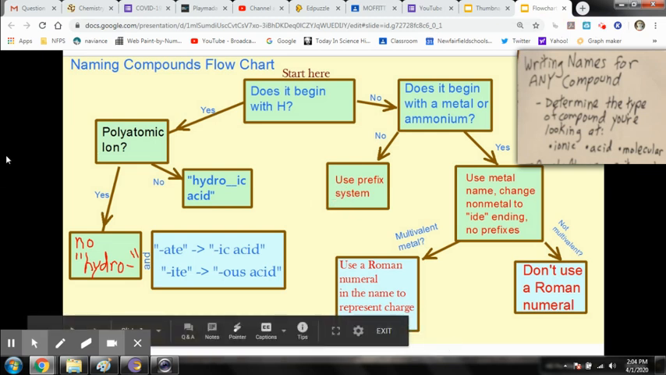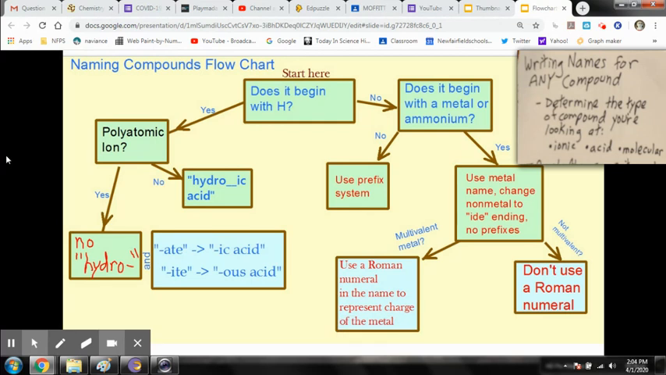This video is titled Writing Names for Any Compound. You've done a lot of practice with learning how to write the names for various compounds, but each of those compounds has kind of been in a category. Those categories being ionic compounds, acids, and molecular compounds. And while you were learning and practicing, you were always made aware of what category compound you were looking at. Therefore, it was easy to apply the rules.